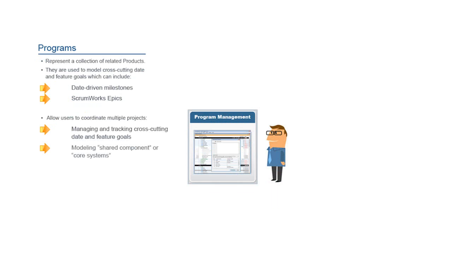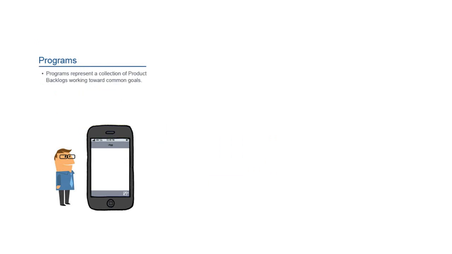Program management features in ScrumWorks Pro allow users to coordinate multiple projects, which allows for managing and tracking cross-cutting data and feature goals, and modeling shared components or core systems. Programs empower the product planners to create cross-cutting data and scope goals for groups working in concert.